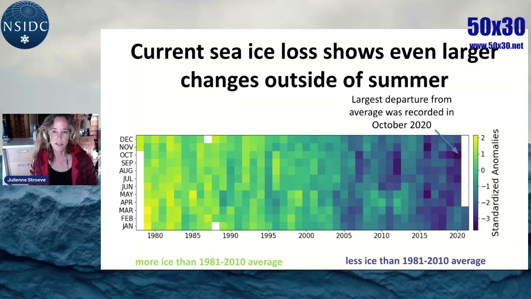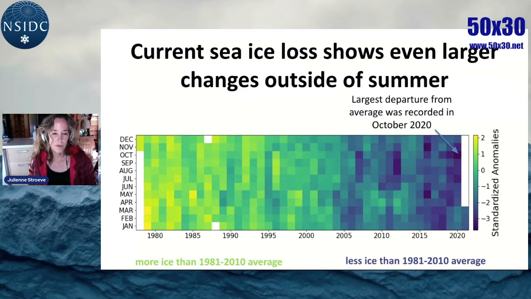Next slide. However, while the summer sea ice loss has been quite dramatic and has gained a lot of media attention, the departures from average have actually become larger in the shoulder seasons. This plot looks a bit complicated, but it basically shows how many standard deviations the ice was below the 1981 to 2010 long-term average for each calendar month on the y-axis and by year on the x-axis. Blues show mostly negative departures, so less sea ice than average, and yellow are positive departures. Since about 2005, we mostly see blues, but the largest departure from average occurred this past October, as it took an unusually long amount of time for the Arctic Ocean to refreeze again.